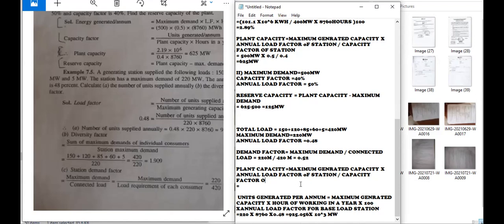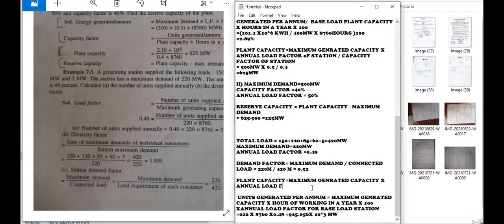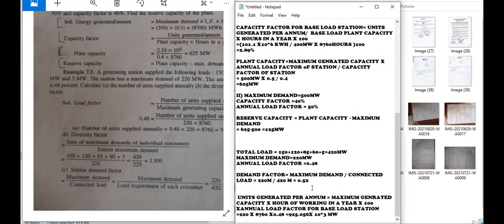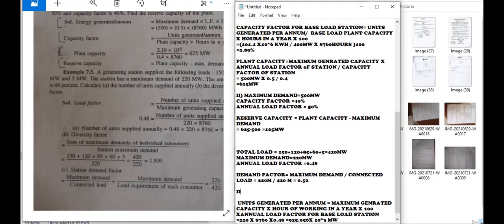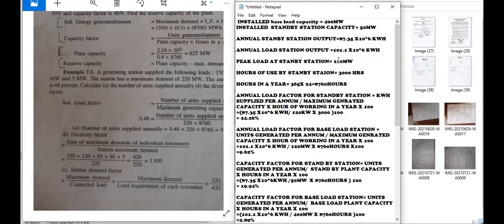Imagine if you see that formula now, everything has changed. Diversity factor, we have found the maximum demand. But on that first part, the top is the same thing; I don't know why the bottom is not. My one is saying installed capacity, this one is saying maximum demand. The installed capacity was 400.